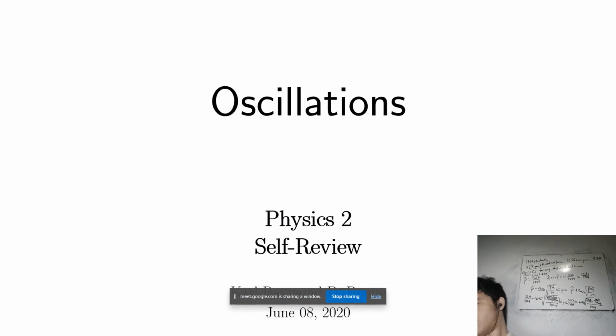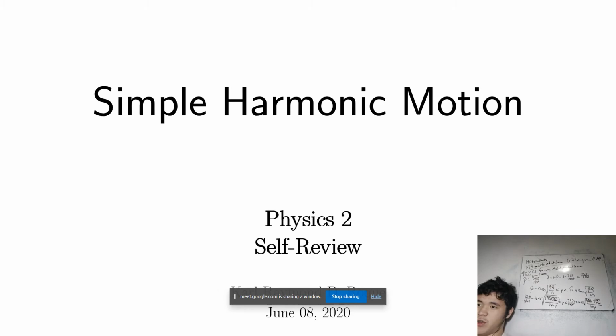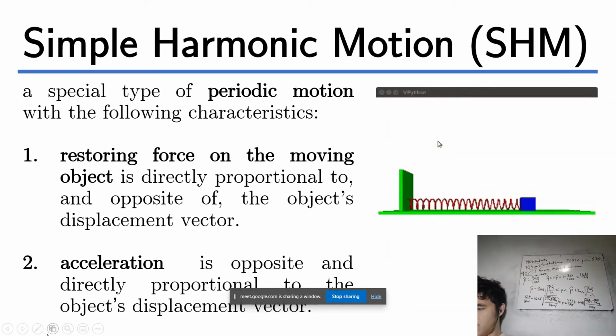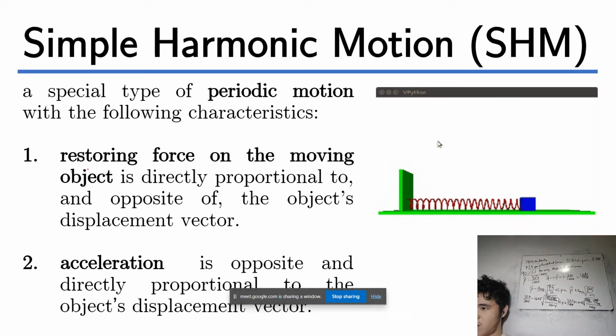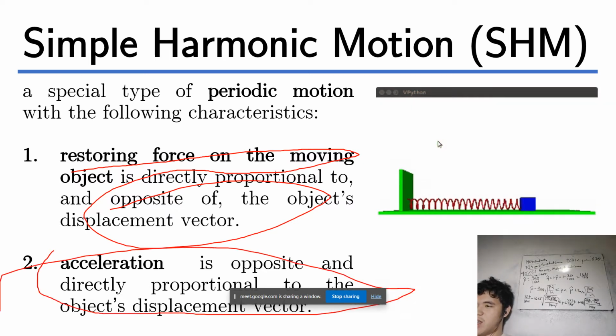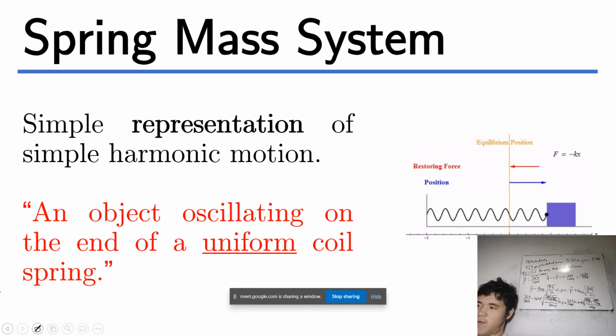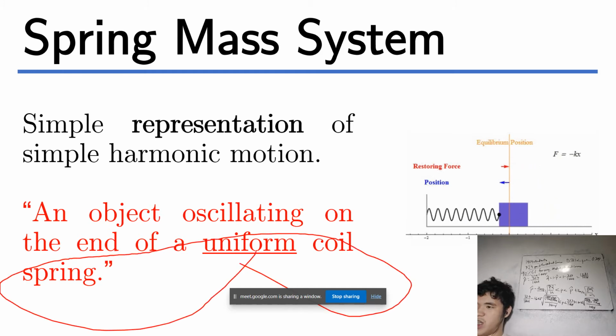Next, for simple harmonic motion, oscillations are the vibrations back and forth. For simple harmonic motion naman, ito lang yan, no? Restoring force on the moving object is opposite of the displacement vector and is directly proportional. Next, acceleration is opposite and directly proportional to the object's displacement vector. So, parang uniform coil spring. Hindi siya nagsistretch, uniform lang siya, no?